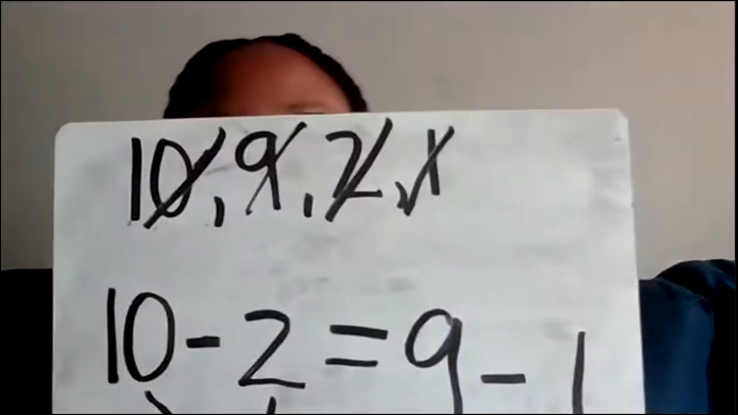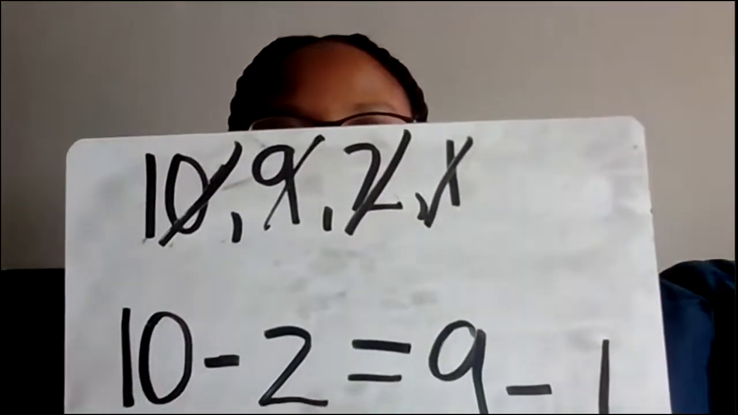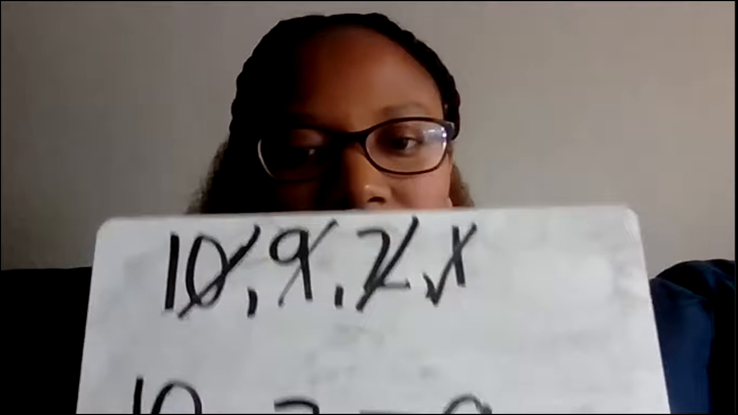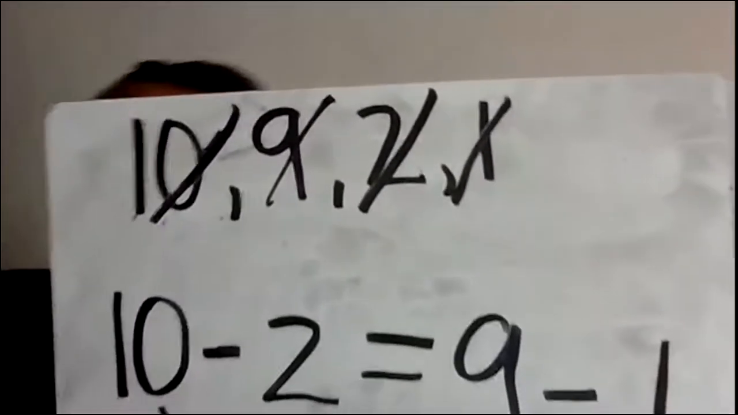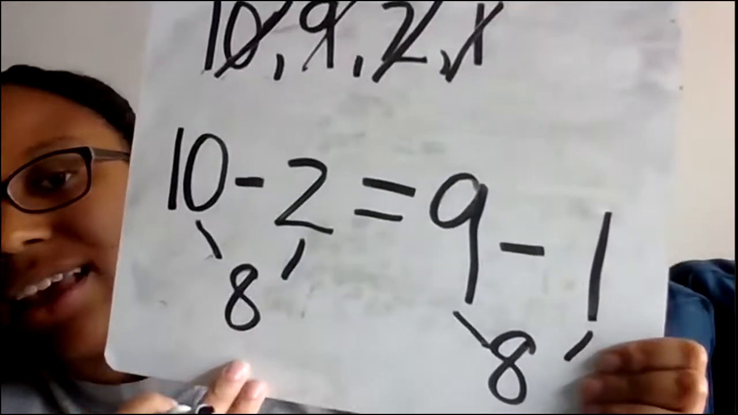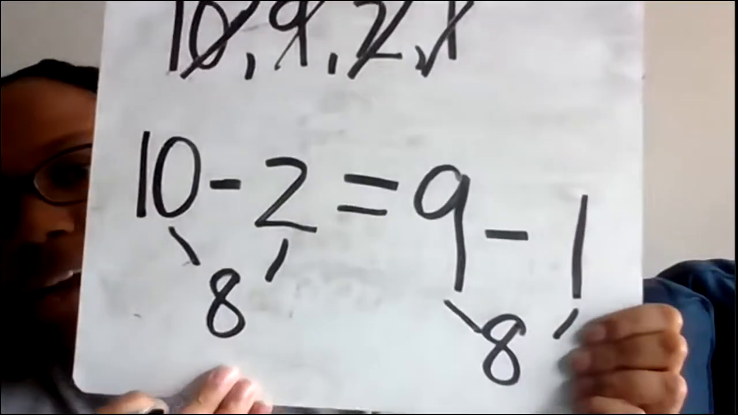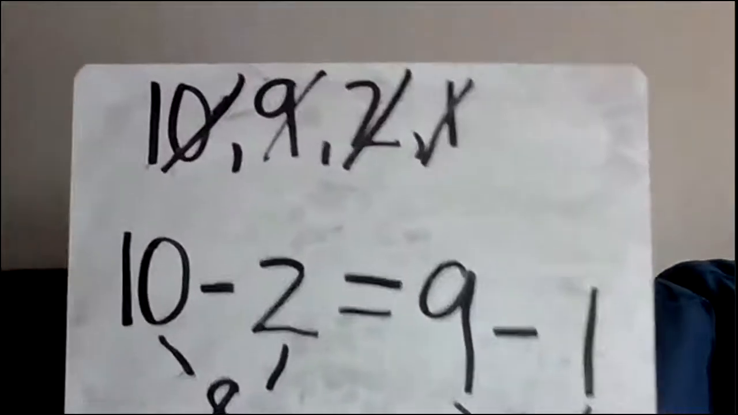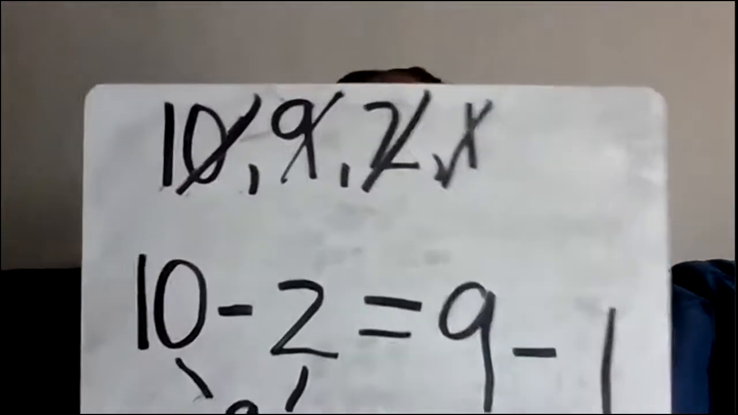So looking at my equal expression, are they equal? Yes, because I know 10 minus 2 is equal to 8, and 9 minus 1 is equal to 8. So that means I have an equal expression. So that is similar to what we did yesterday. I modeled the first one for you. Now I want to see if you can do the next one on your own.